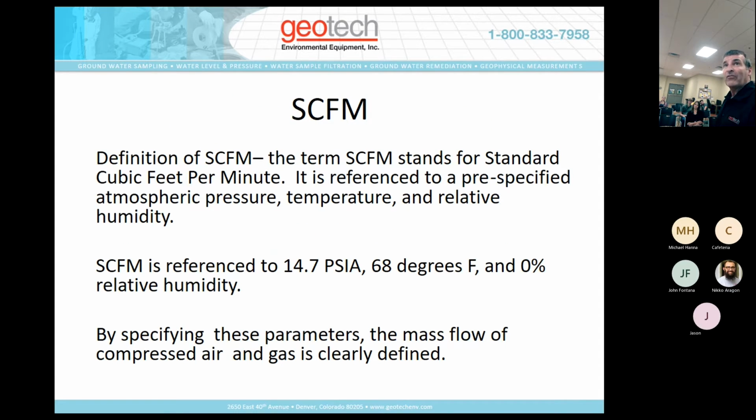SCFM, the definition of SCFM, is standard cubic feet per minute. And that's based on a standard set of data. Basically, 14.7 PSI, which is sea level, 68 degrees Fahrenheit, and 0% relative humidity. Those are perfect conditions that you would use for the term SCFM.